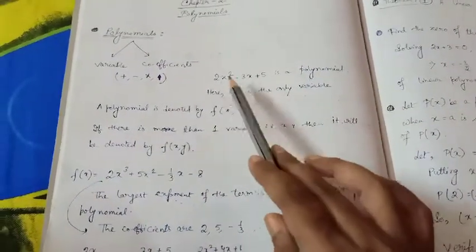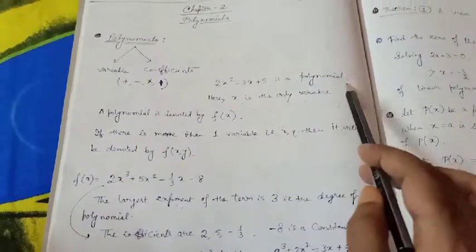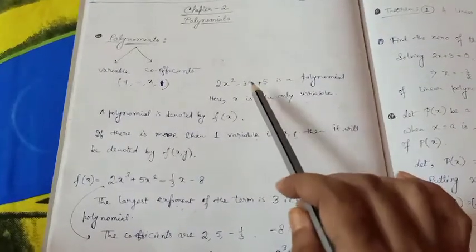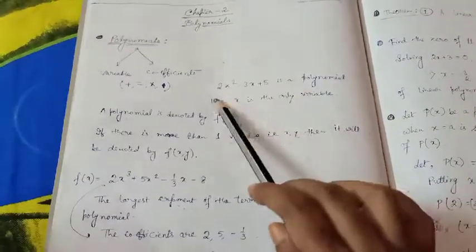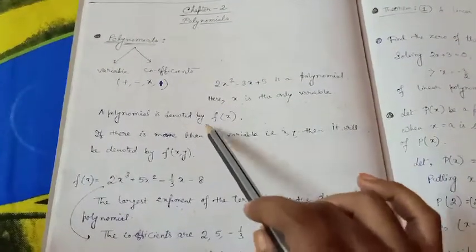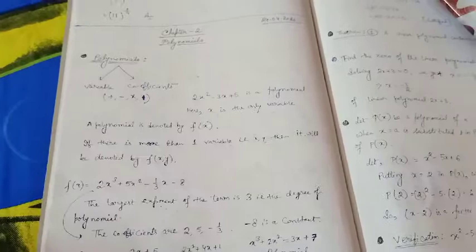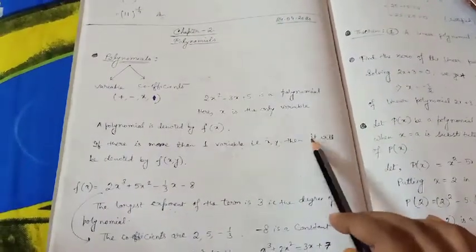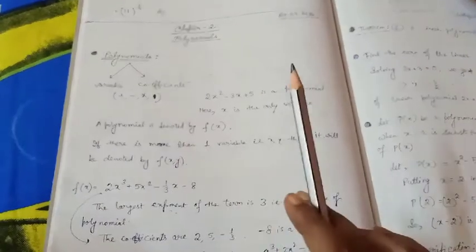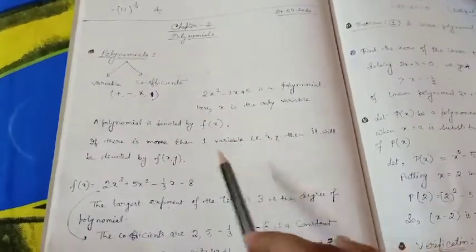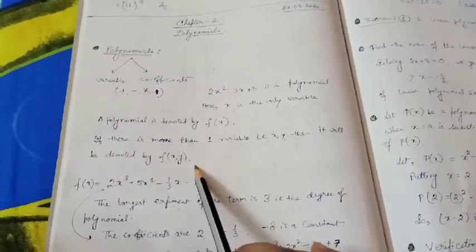Like 2x square minus 3x plus 5, this is a polynomial where x is the variable and 5 is the constant term, and 2 and minus 3 are the coefficients. A polynomial is denoted by a function of x, p(x). If there is more than one variable, like x, y, then it is denoted as a function of x, y.